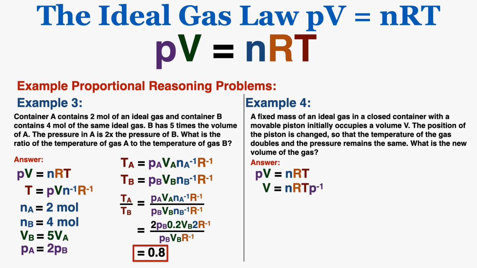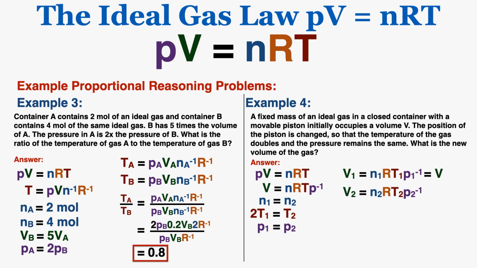PV equals nRT. And I want to understand the relationship between volumes, so I start by isolating that. The amount of gas is the same, so the moles are the same. The new temperature 2 is double temperature 1. The pressures are the same. So now I can compare V1 and V2. And the problem just refers to this original volume as V. This is V2. And I can rewrite the V2 variables in terms of the V1 variables.